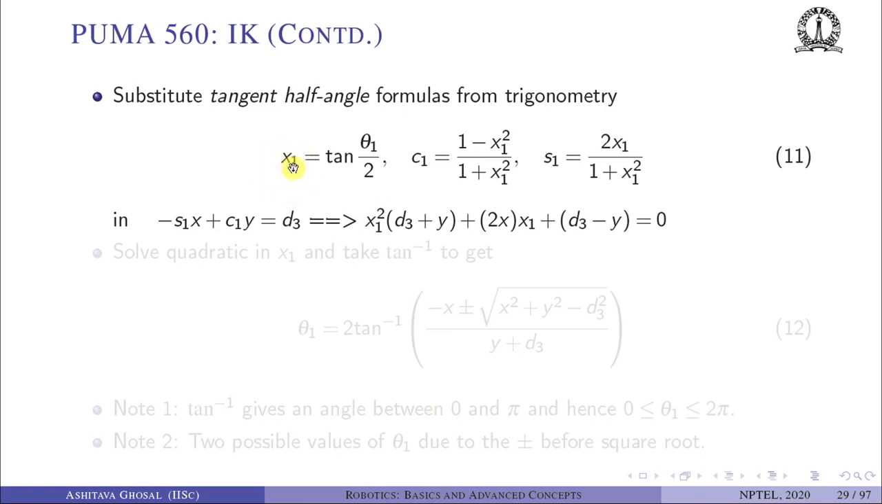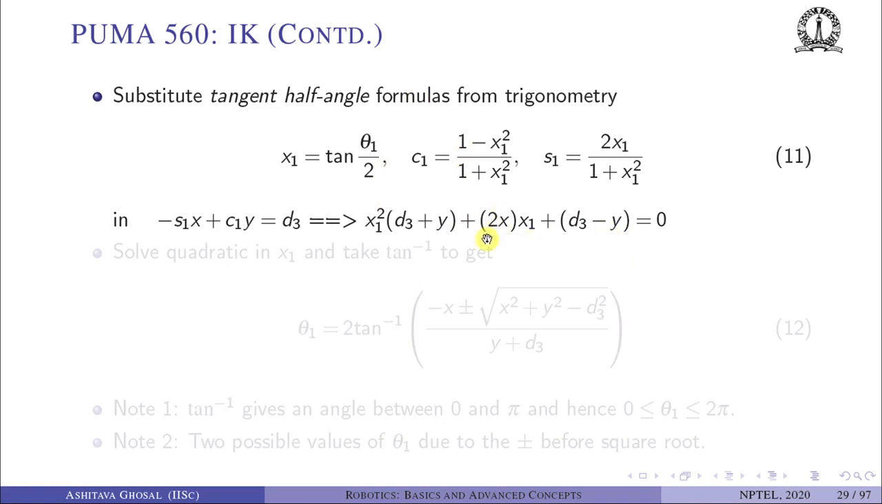Let's define a new variable x1, which is tan theta 1 by 2. If x1 is tan theta 1 by 2, cos theta 1 is 1 minus x1 square divided by 1 plus x1 square, and sine theta 1 is 2x1 divided by 1 plus x1 square. Hence, minus s1x plus c1y equals d3 can be written as a quadratic in x1. And remember, x1 is tan theta 1 by 2. So what have we done? We have taken a transcendental equation in sine and cos theta 1 and obtained a quadratic in tan theta 1 by 2. This is the well-known tangent half angle formulas for trigonometry.